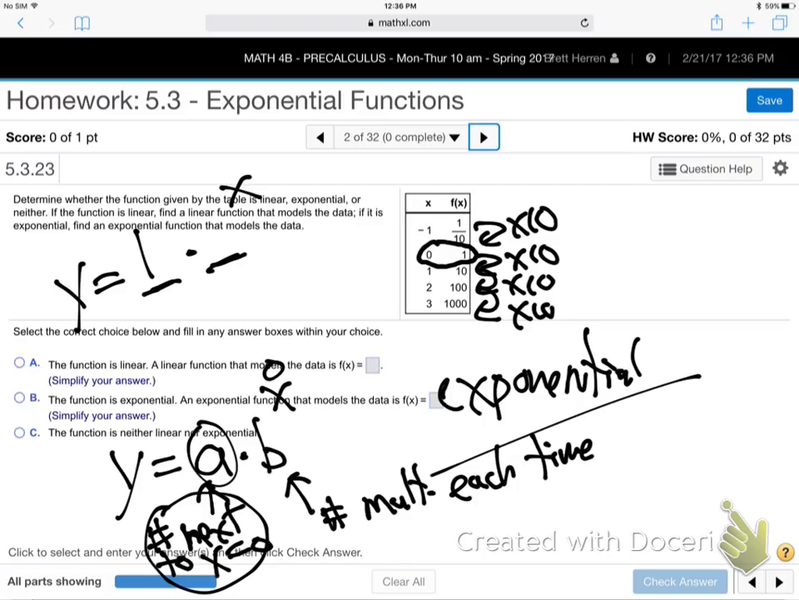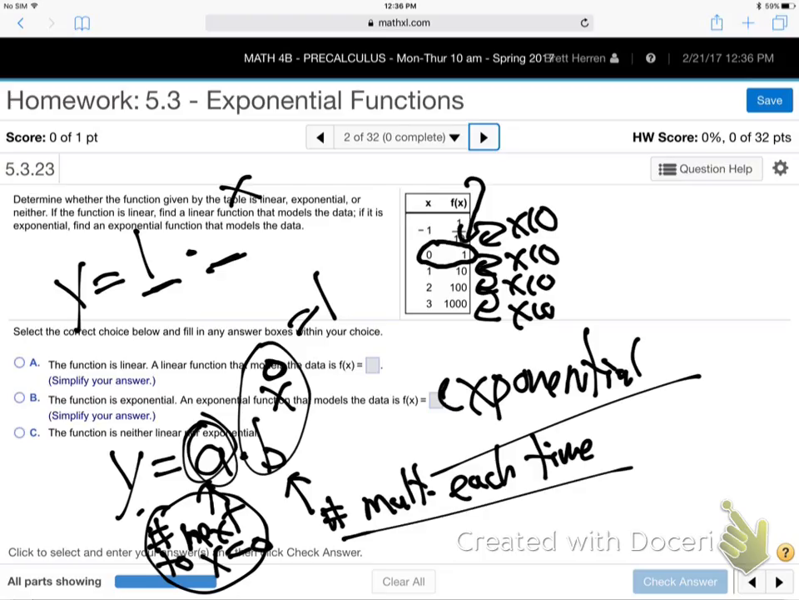Why? Because if you plug in x equals 0, what is anything to the 0 power? Anything to the 0 power is 1. So this part just becomes 1, and so y just equals a. So you see, whatever you're getting when you plug in 0 for x is a. The y value is 1, so the a is 1.